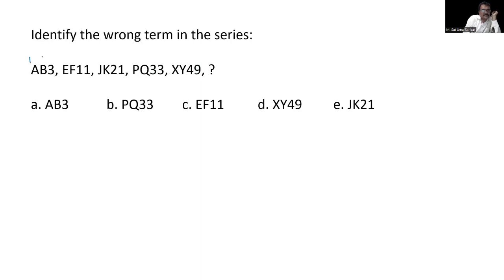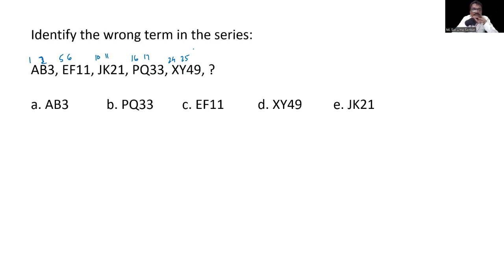A is the first letter, B is the second letter, E is the fifth letter, F is the sixth letter, J is the 10th letter, K is the 11th letter, P is the 16th letter, Q is the 17th letter, and X is the 24th letter, and what is Y? Y is the 25th letter. If you observe, 1 plus 2 equals 3, 5 plus 6 equals 11, 10 plus 11 equals 21, 16 plus 17 equals 33, and 24 plus 25 equals 49.